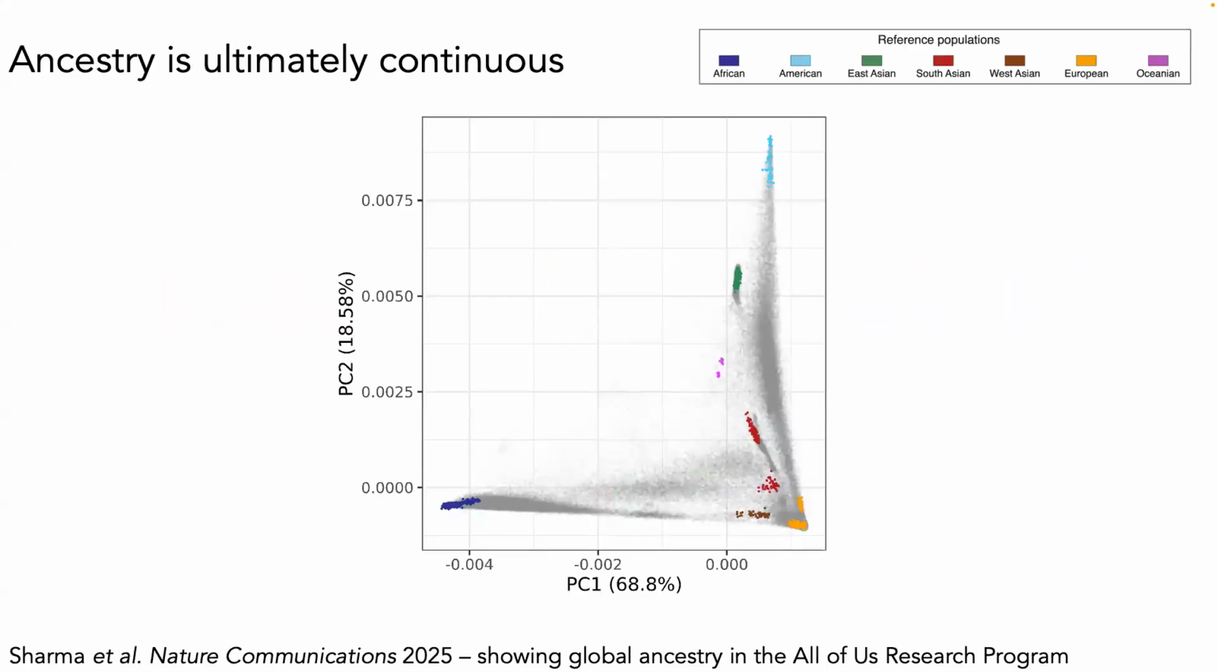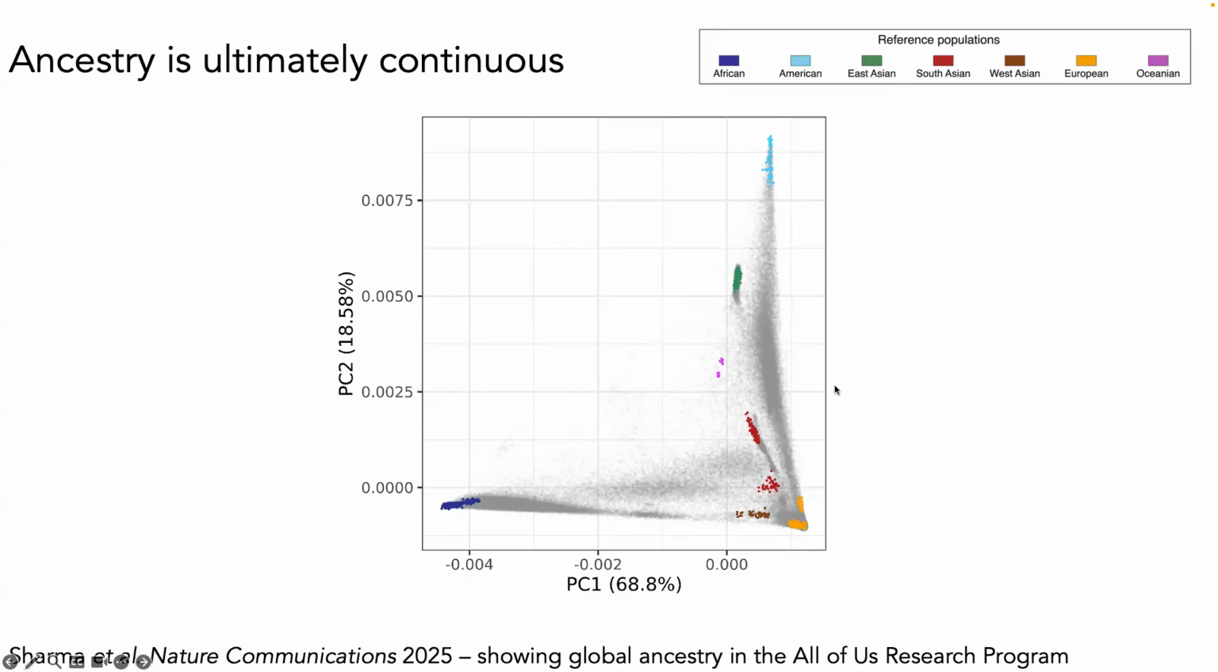However, if we actually go and look at ancestry, it is ultimately a continuous phenomenon. This is showing a PCA of individuals from the All of Us research project. The colors here are coloring reference populations, like you might get out of something like 1,000 Genomes if you've worked with that. So, African, East Asian, et cetera. And the gray dots are all the individuals in the All of Us cohort. And hopefully you can appreciate that not everybody is falling neatly into one of those buckets.